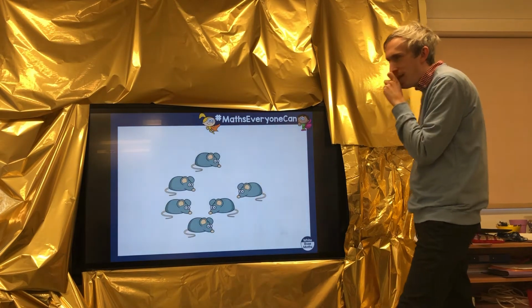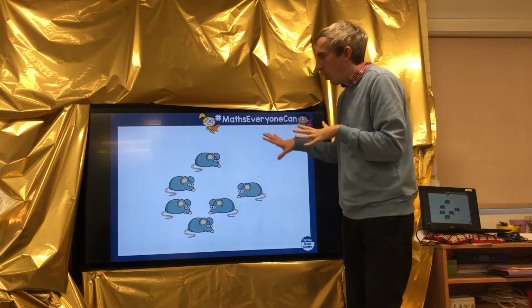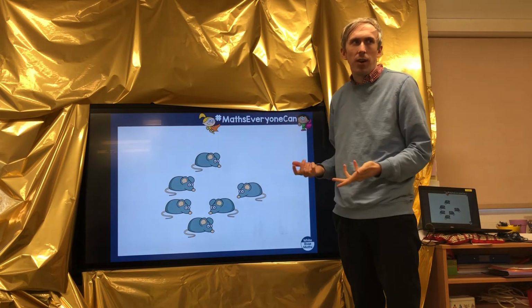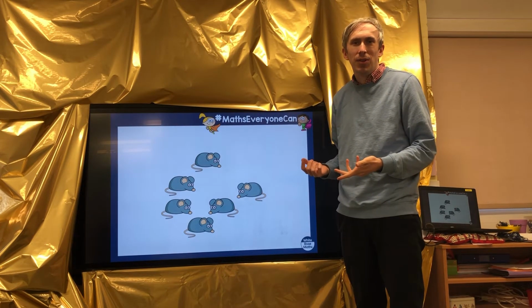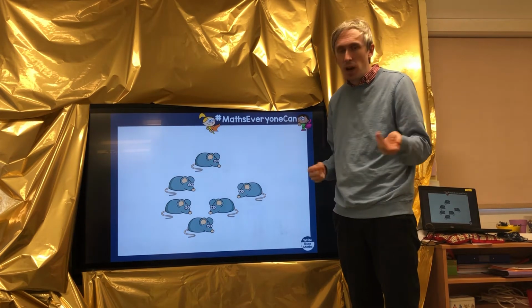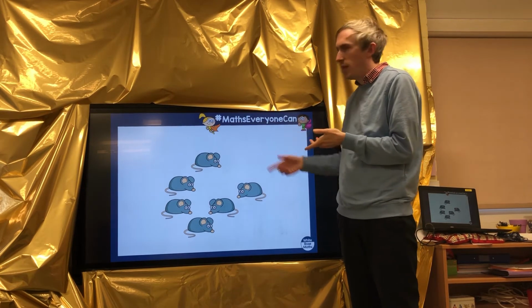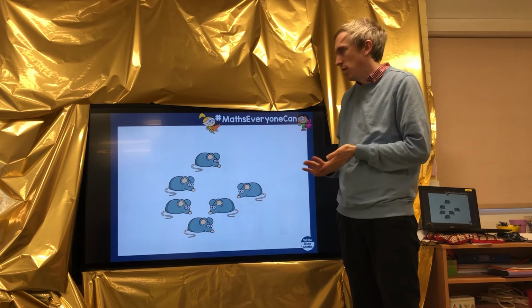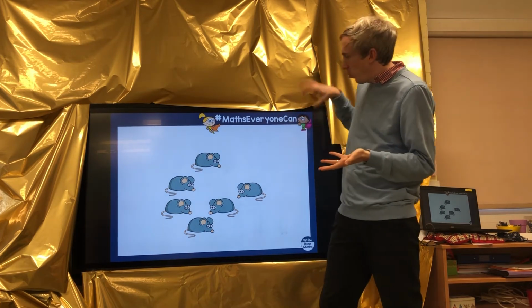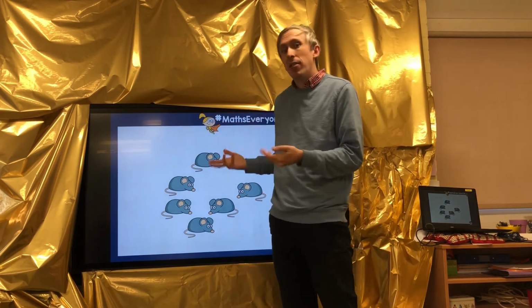How many are there now? So there were 7. 1 mouse has gone. How many are there now? There are 6, you're right, because 1 less than 7 is 6. Excellent, so 1 less than 7 is 6, or 1 fewer than 7 is 6. Okay, so now we had 7, 1 has left, and so now there are 6.